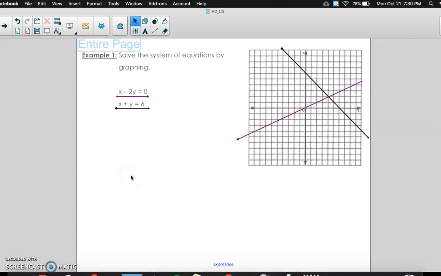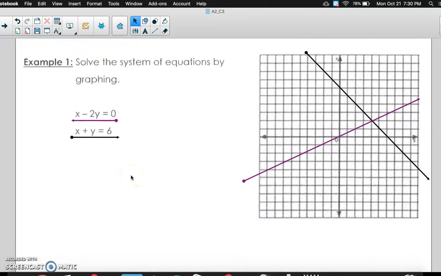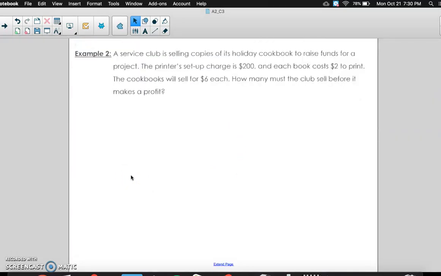So here I've shown you again, that's just what the graph looks like. But I also know that not every single problem is going to give you the equations to work with. You may come across an example like this where you have to set the equation up. So a service club is selling copies of its holiday cookbook to raise funds for a project. The printer's setup charge is $200 and each book costs $2 to print.